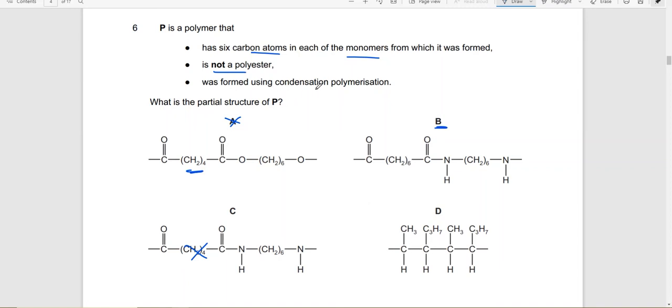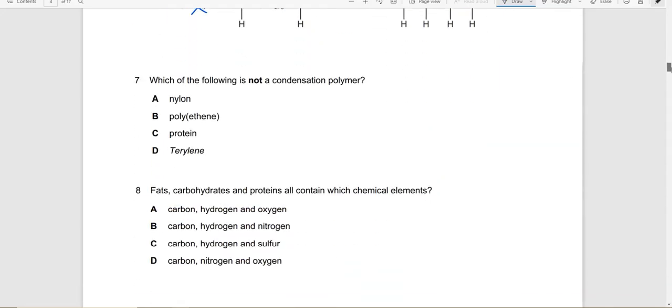So they said that it was formed using condensation polymerization. This is formed by addition polymerization, so this can't be the answer. The answer would be B. Which of the following is not a condensation polymer? Polyethylene. It's an addition polymer.